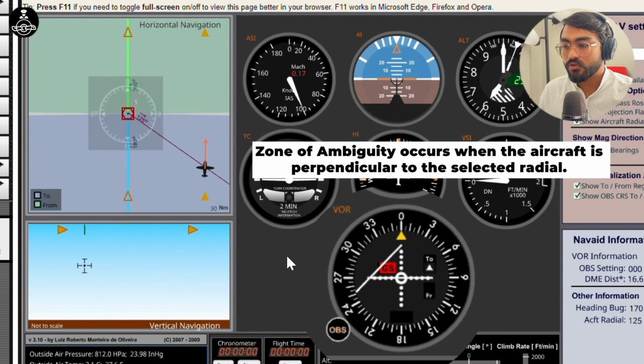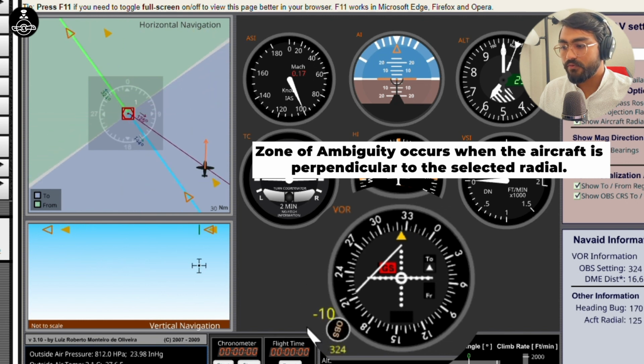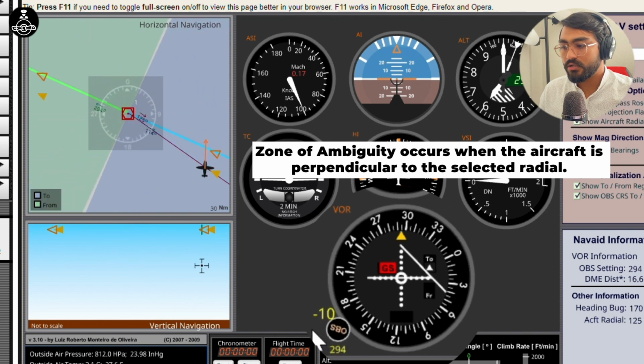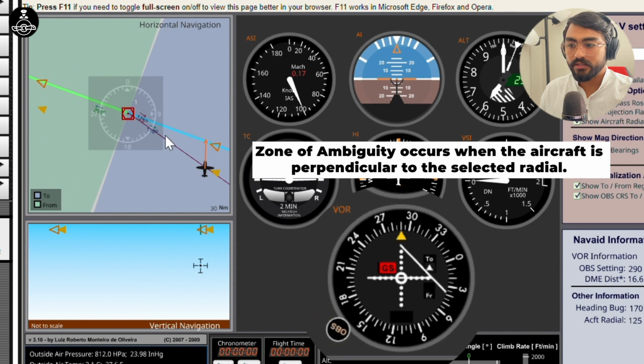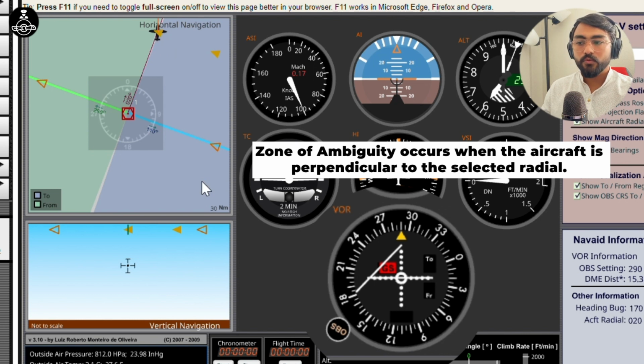It depends on what course you have put in. For example, let's say I put in 290, perpendicular to 290 would be 200. So if you are on 200, your to or from flag disappears, or you would be on 020, where the flag will disappear again. Anytime you are perpendicular to the selected radial, you will have the zone of ambiguity and the to or from flag disappears.